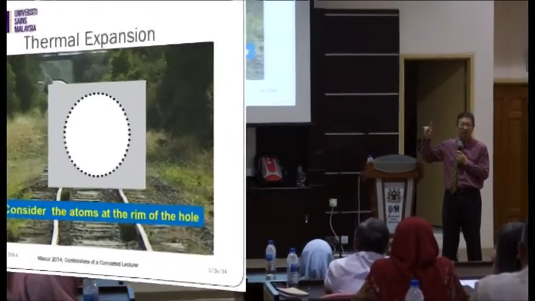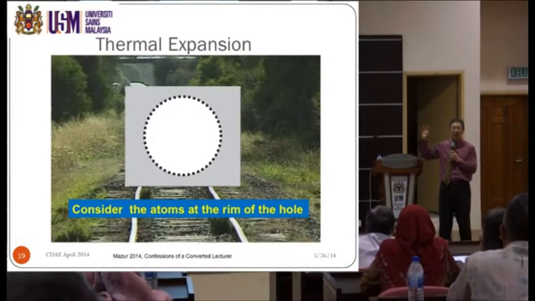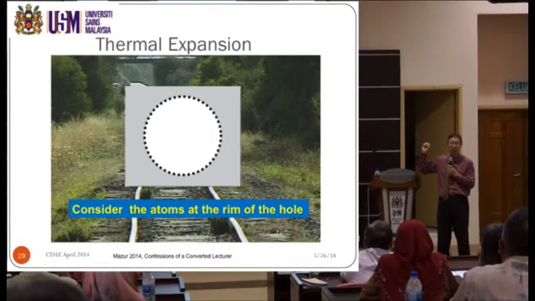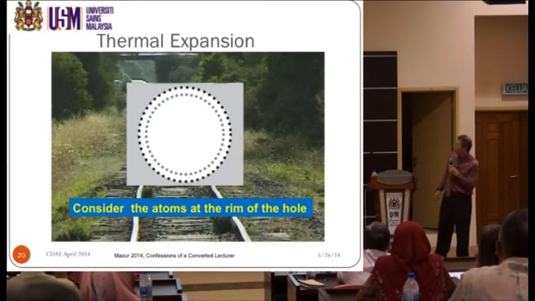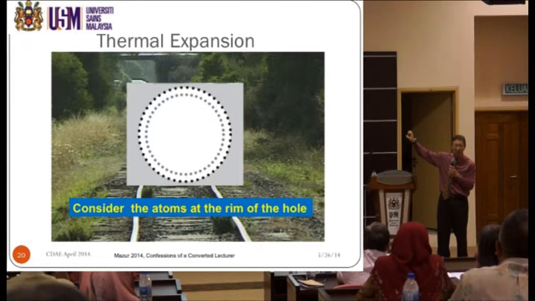So now why does it increase? The hole, does it increase? Okay, consider the atoms at the rim, right? Which means now, inside there, are there atoms of the metal? It's empty, right? Because it's a hole. When you heat up something, the atoms of the metal will expand. So if the hole gets smaller, it decreases. Right?